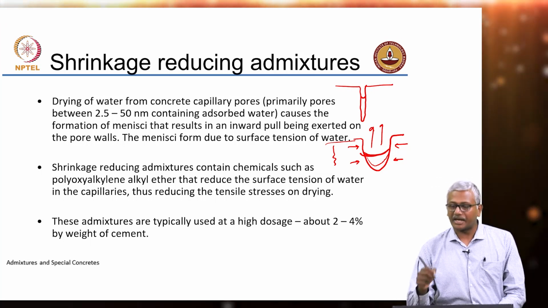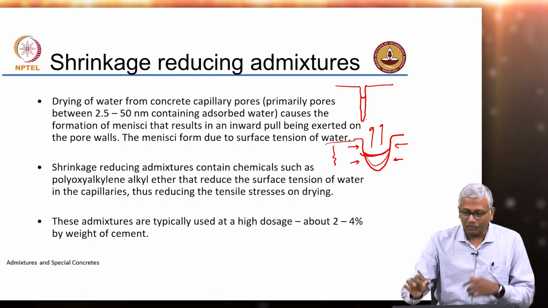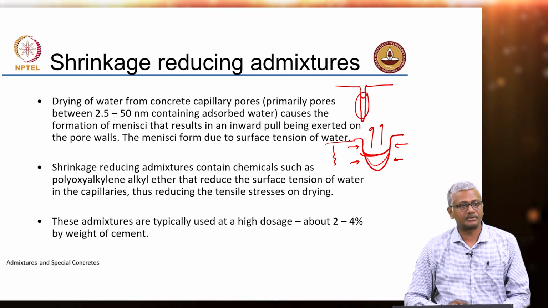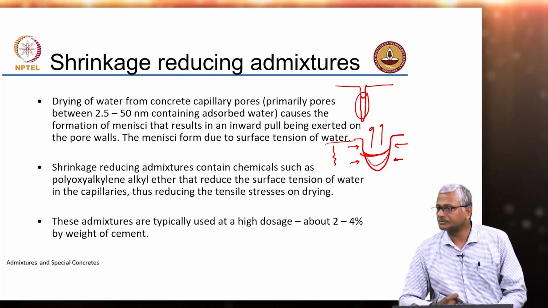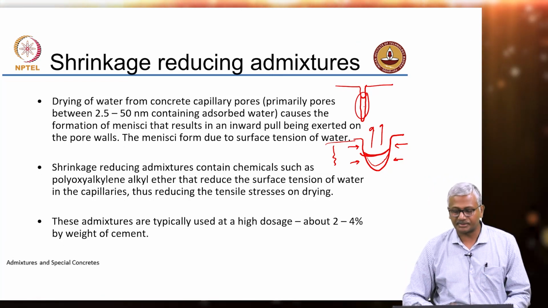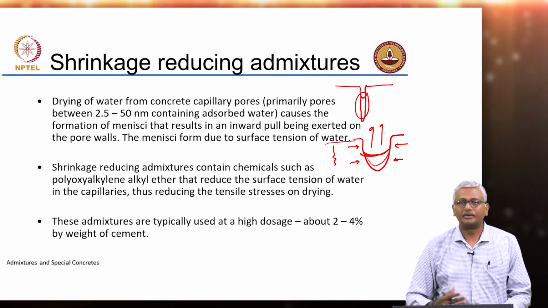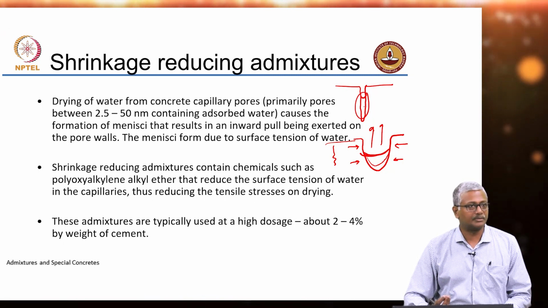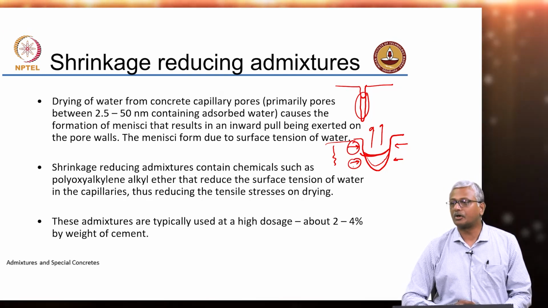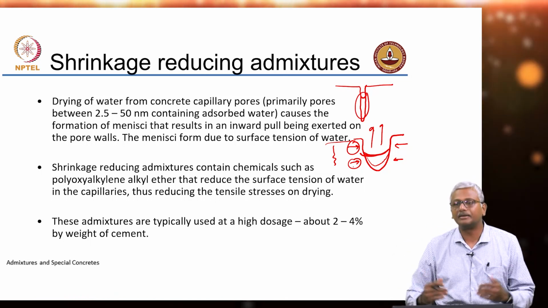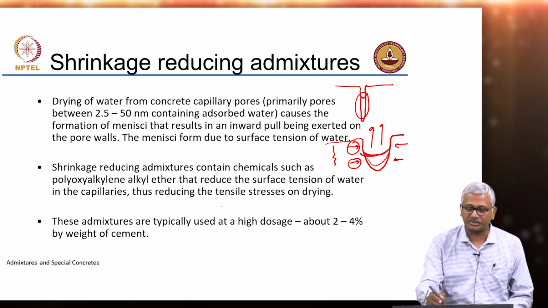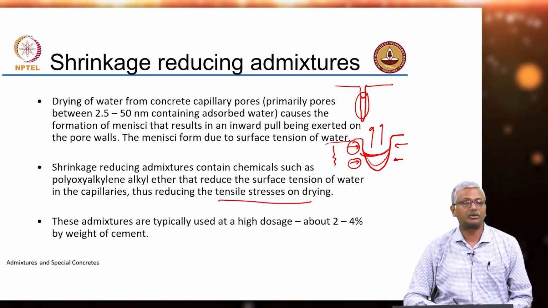So, shrinkage reducing admixtures do not change anything. What they simply do is they affect the surface tension of the water that is there in the pores. So, they reduce the surface tension. When you reduce surface tension, the capillary pressure associated with this drying reduces. All you are doing is reducing surface tension of the water, so you are reducing the capillary pressure. The extent of pressure that is felt because of the drying of water from these capillaries is getting reduced. So, that is how shrinkage reducers typically act, and that will reduce the tensile stresses that are generated on drying.